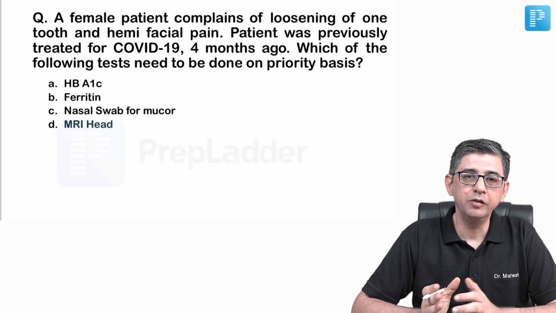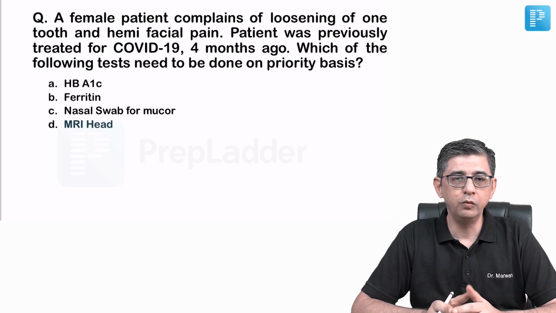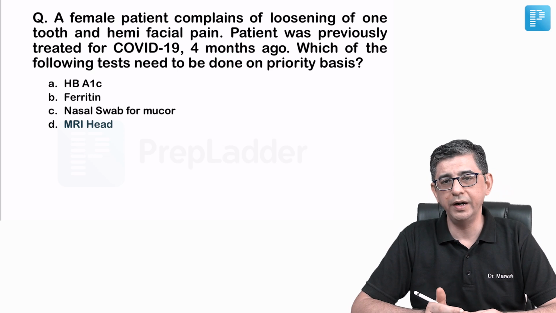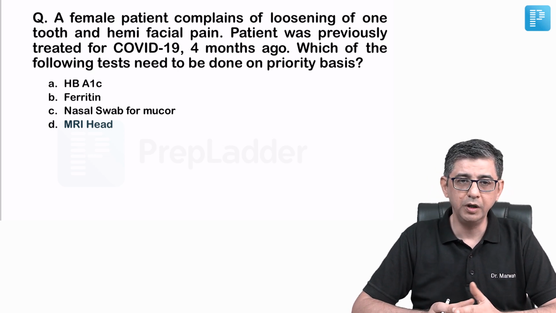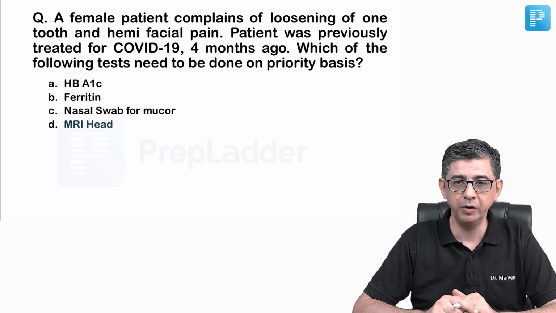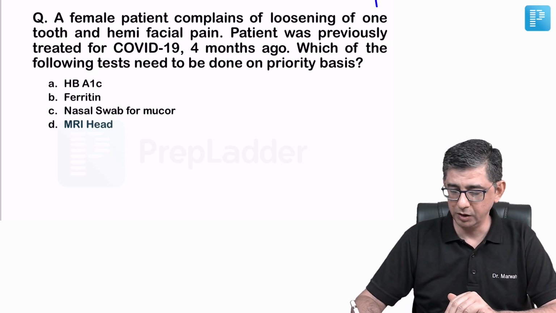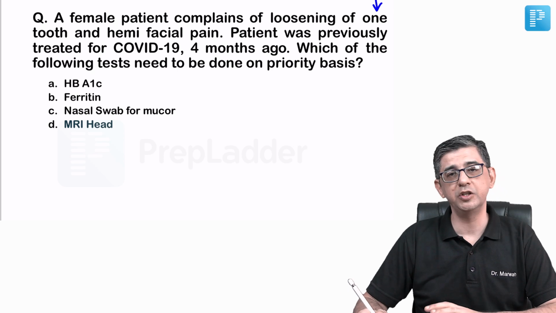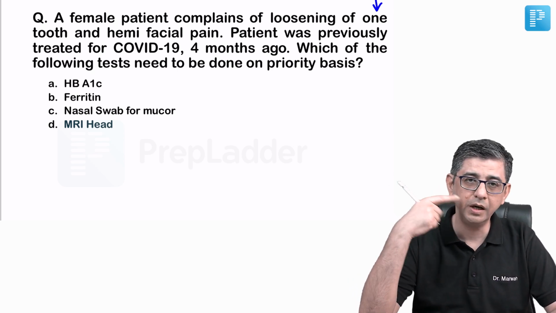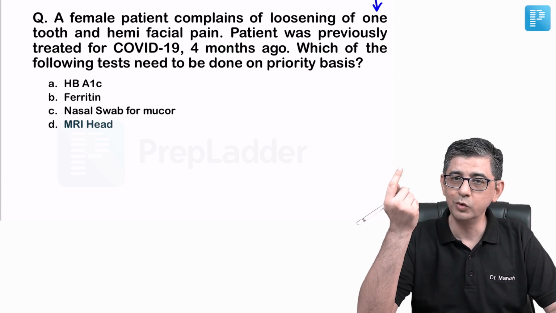The next question said a female patient complains of loosening of one tooth and hemifacial pain, and the patient was previously treated for COVID-19 4 months back. So we would have used maybe steroids in these patients, and that would have resulted in decrease in immunity. And at the moment, there is a loosening of one tooth and hemifacial pain. So what we are thinking is probably there could be a fungal growth in the maxillary sinus, and that could have resulted in the loosening of the tooth.